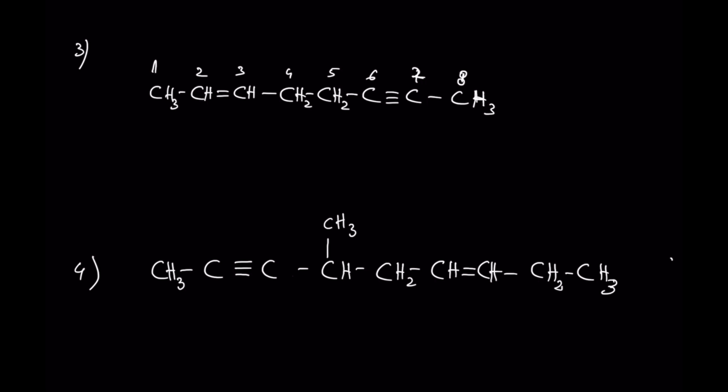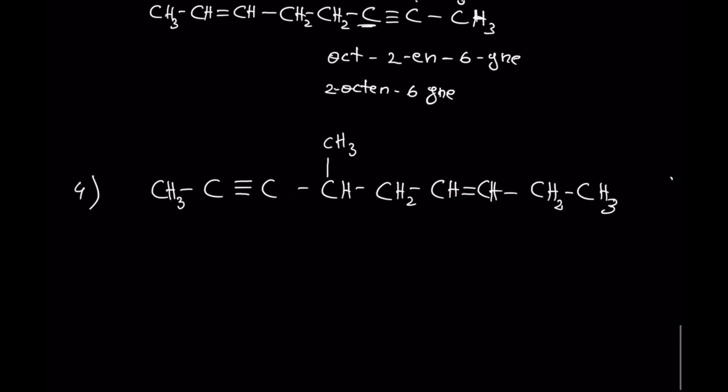So from here we find the parent name that has 8 carbons. So it's going to be oct-2-ene. After that comes the triple bond position that is at the 6th carbon, 6-yne. This is the name for this compound, oct-2-en-6-yne, or 2-octen-6-yne. Okay, both are accepted. Which one you prefer depends on you. Okay, let's move to the fourth and the last example.